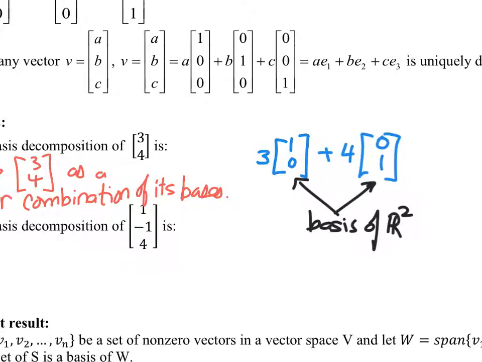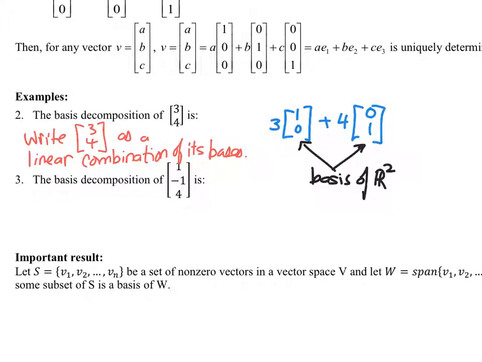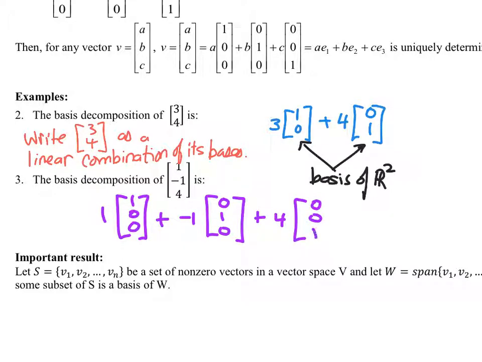All right. So the basis decomposition of 1, -1, 4 would be the same thing. Now, some people prefer to go to the IJK notation because 1, 0 is I, 0, 1 is J. In 3 dimensions, it's 1, 0, 0, 0, 1, 0, and so on. But this, I think, tells a better story. So here we'd be saying 1 times 1, 0, 0 plus -1 times 0, 1, 0 plus 4 times 0, 0, 1. And again, we're talking about bases.